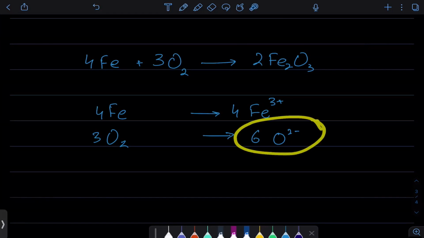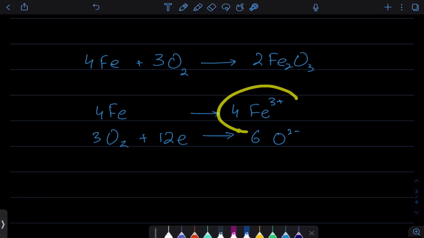Okay, so how's that happening? I have -12 charge on this side. That means I should have -12 charge on this side, which means 12 electrons on this side. I have positive 12 on the other. All right, moving on.